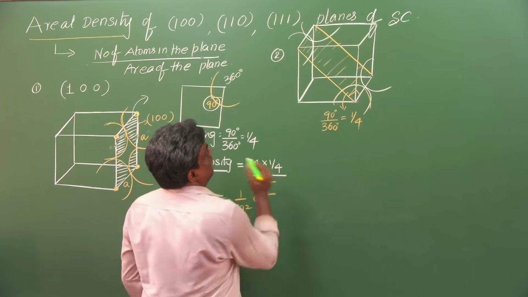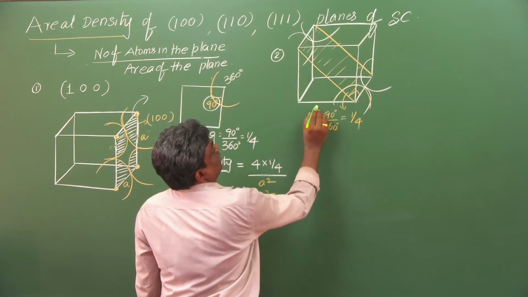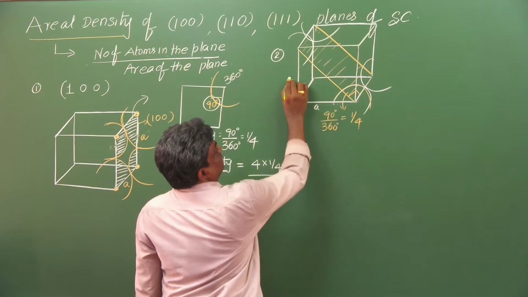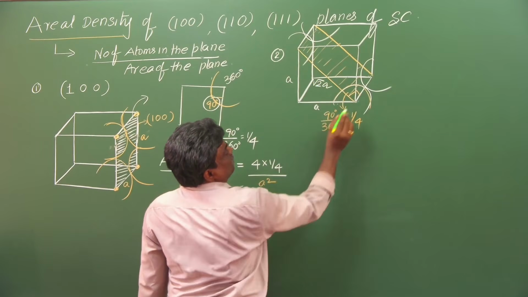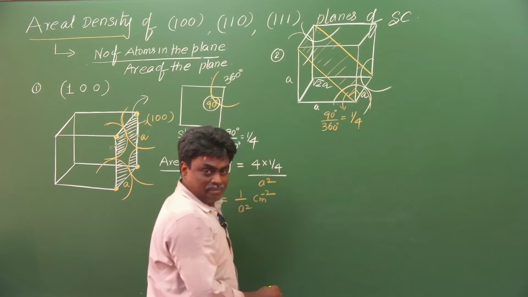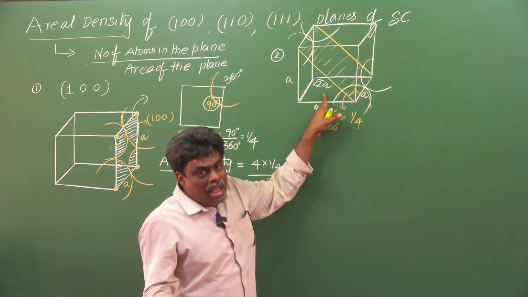Okay. So next one. You have to get the area. Ready? Area. This is A. This is A. So this is root 2 A and this is also A. Then what is the area? A into root 2A, that is root 2 A square.